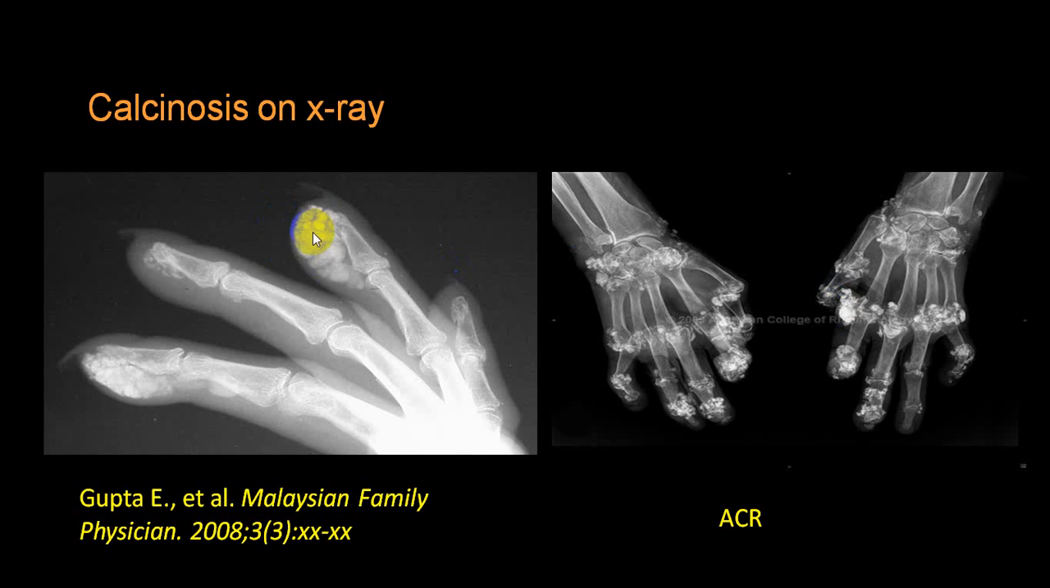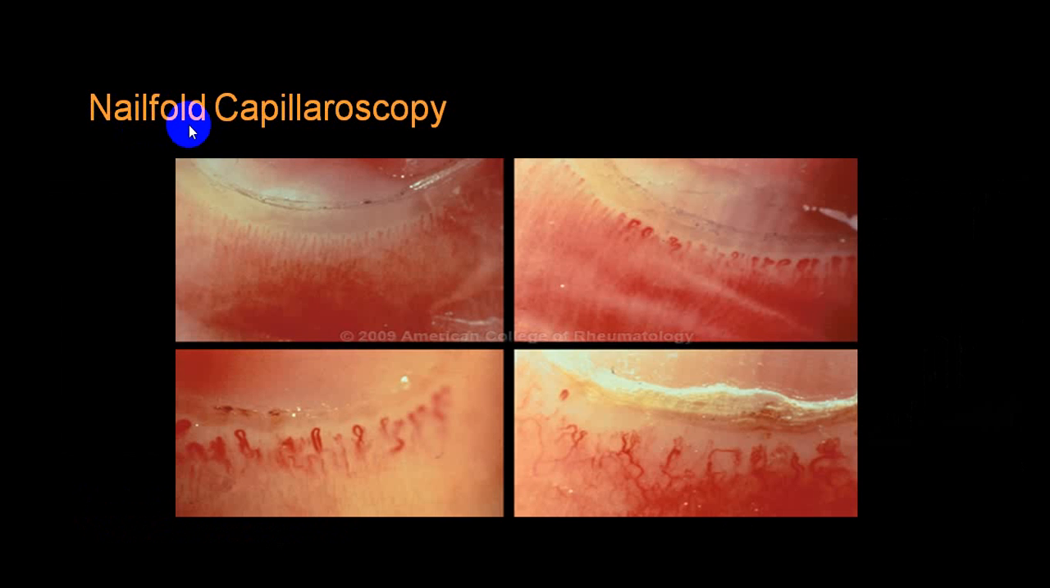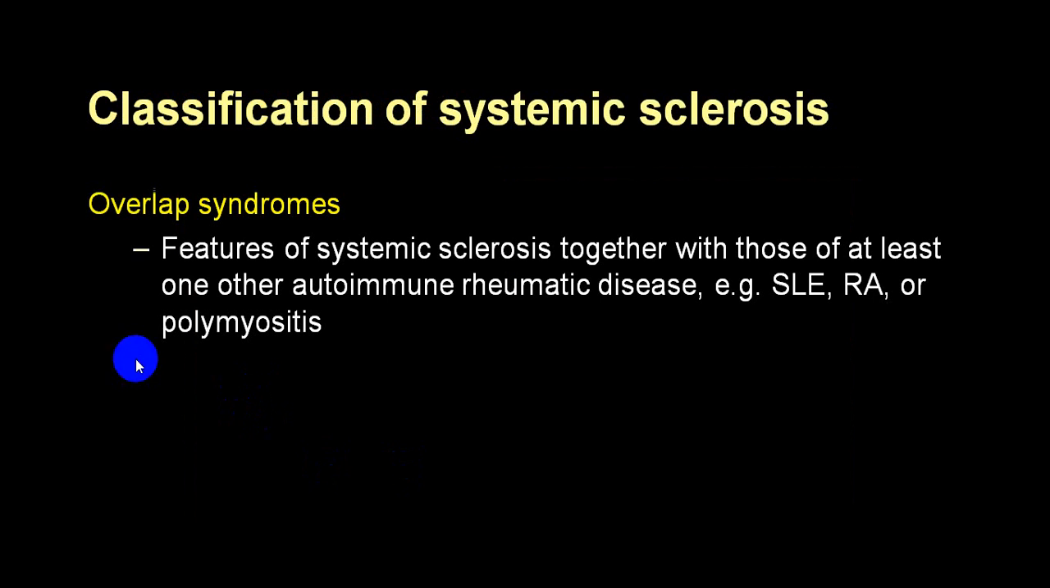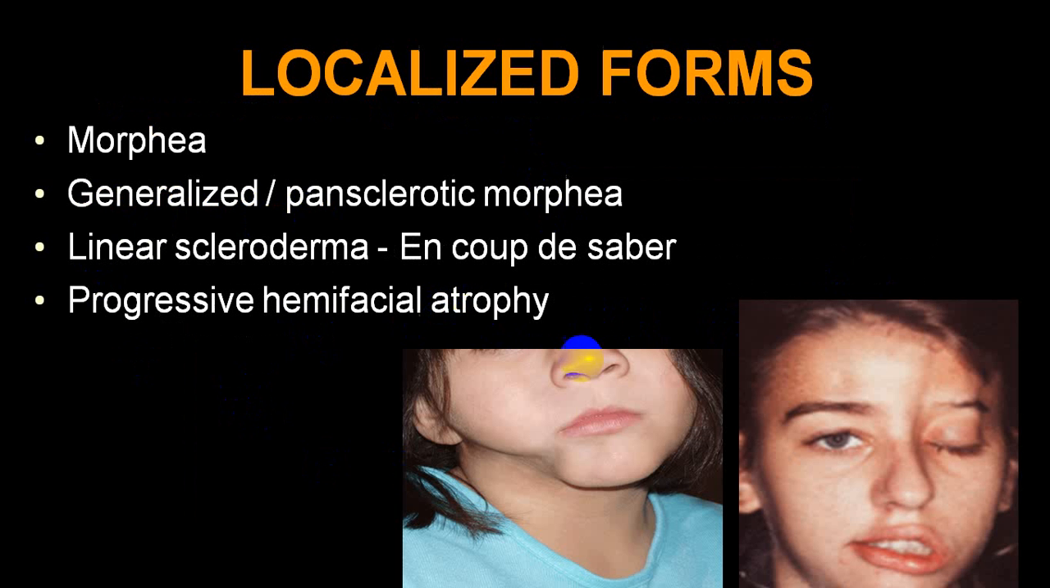Typical, you can see this calcification. Calcification can be seen on an X-ray also. This is called calcinosis. In the nail fold, you can see the capillary dilatation and there is a dropout. Dropout will be seen in the diffuse variety and will not be seen in the limited variety. There is an overlap syndrome where you can have systemic sclerosis with SLE or RA, polymyositis, and another is Sjogren syndrome.